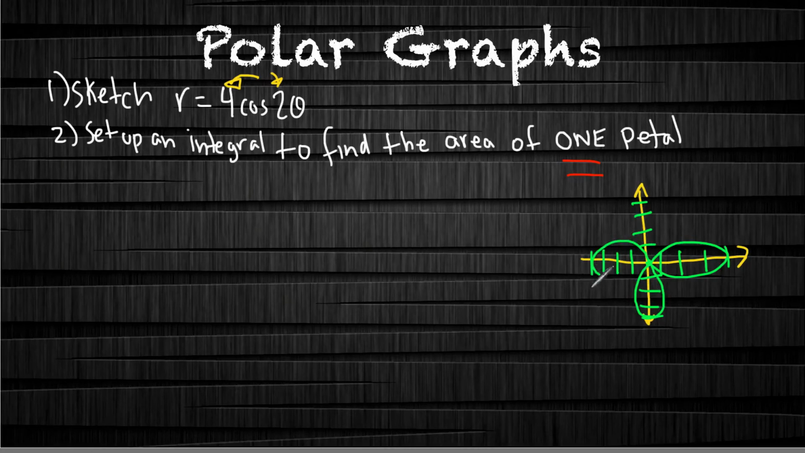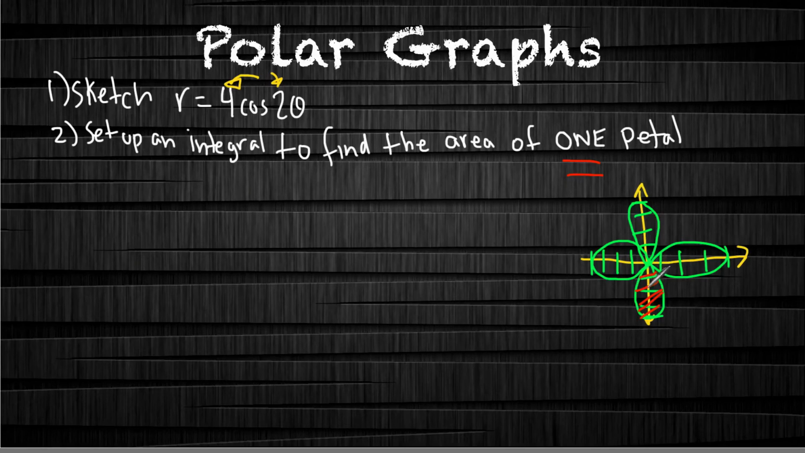Come around here and go up there. And there is the basic shape of this polar graph. It says, set up the integral, do not evaluate, to find the area of just one of these petals. All right, just one of the petals. So I'm going to choose this one here. It doesn't really matter which one you choose.